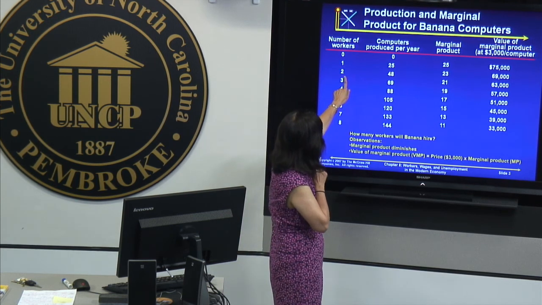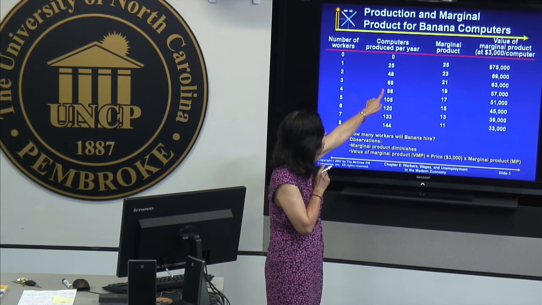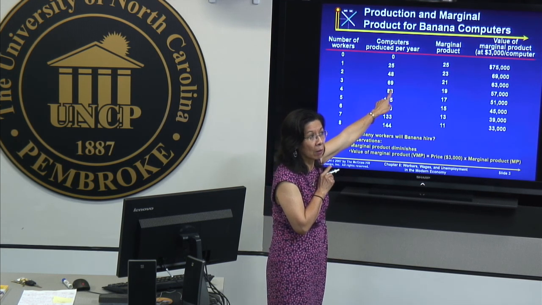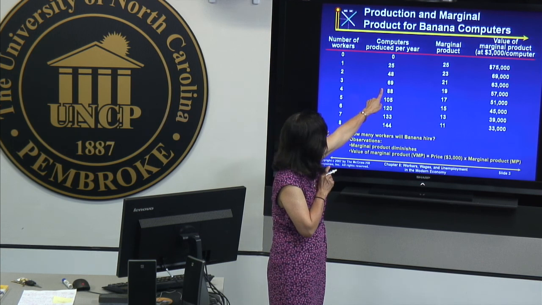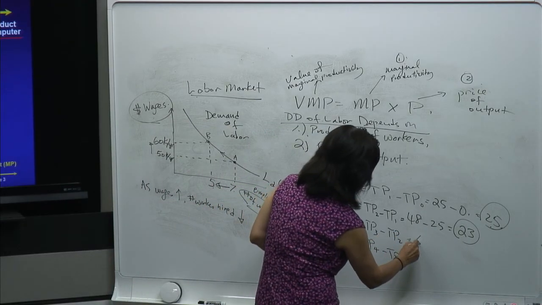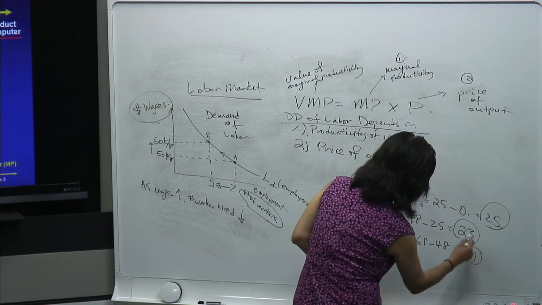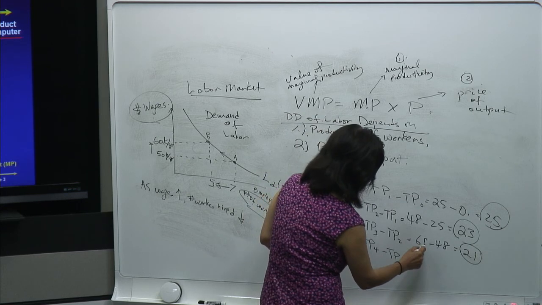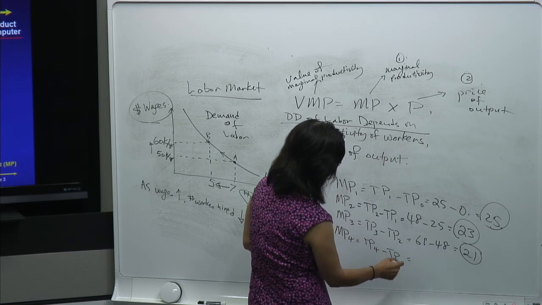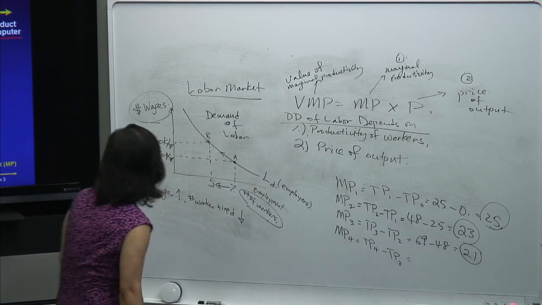The marginal productivity of the third worker will be total productivity of 3 workers, which is 69, minus total productivity of 2 workers. So 69 minus 48, which is 21. Okay? So the last one, I mean, you could go on, but I'm just going to stop here. So that's how you get it.